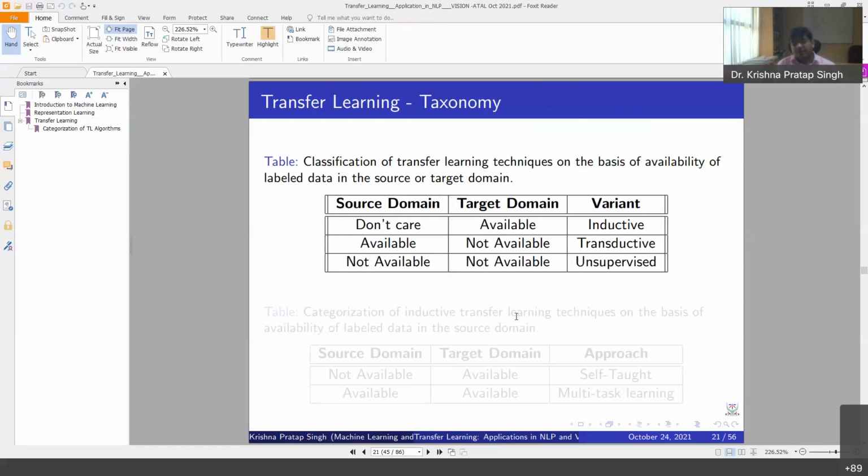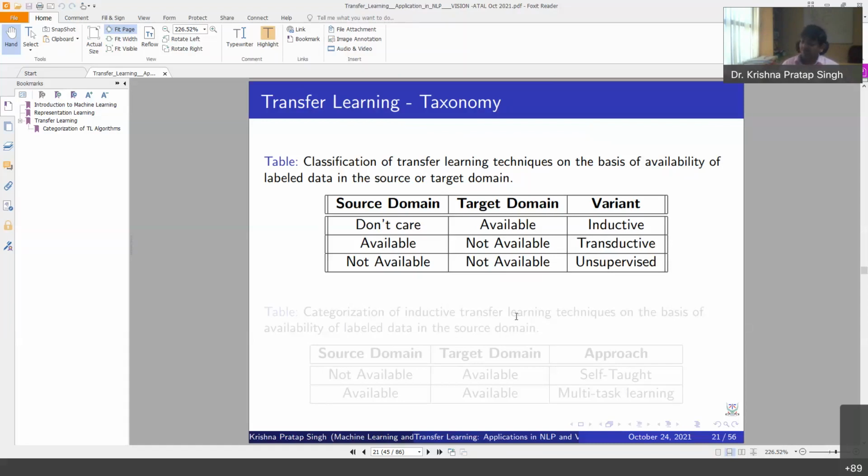Sorry. So I talked about the source and target domain. We want to learn in the source and transfer to the target. How many different kinds of problems can we create in this? One: the source domain we don't care about, meaning datasets may be labeled or not labeled, but in the target domain, datasets are labeled. This is known as inductive transfer learning.